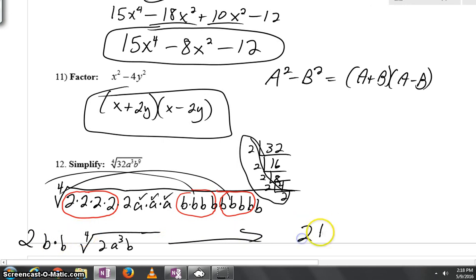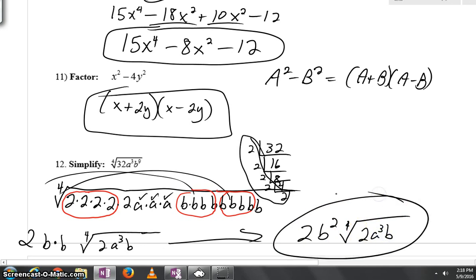What's your final answer, though? Well, a b and a b coming out will become b squared. You've got 2b squared. Still have a fourth root here. It's not changing. It's a fourth root. We'll have 2a to the third b. And we're just going page by page. That's page 2.